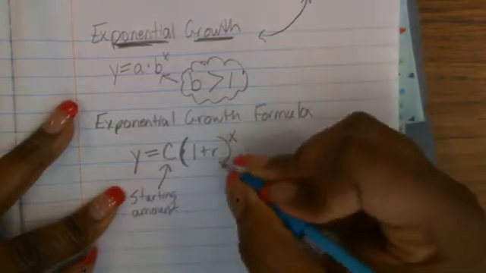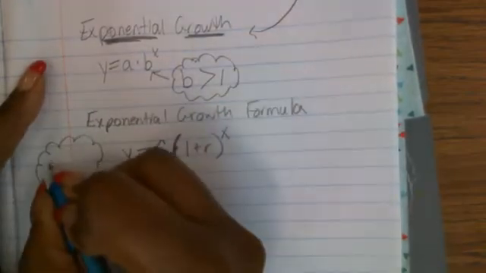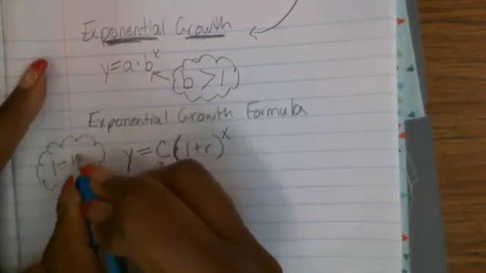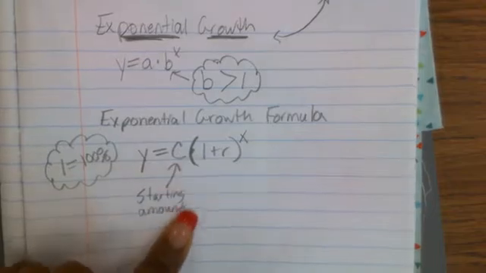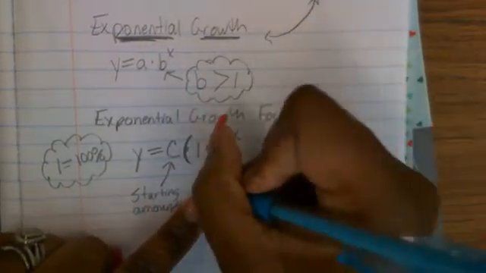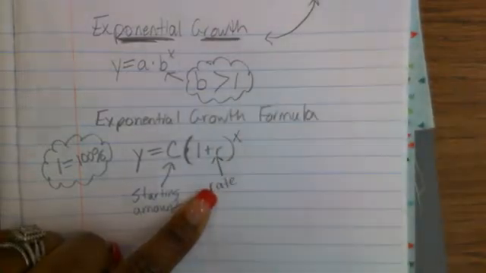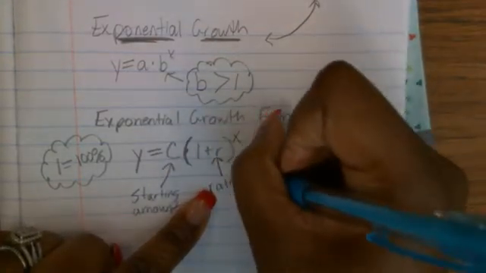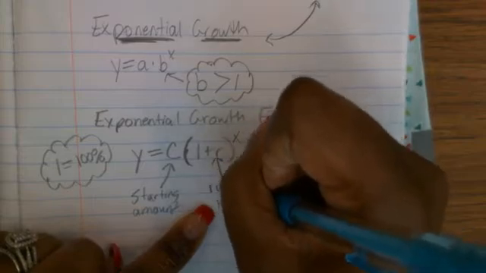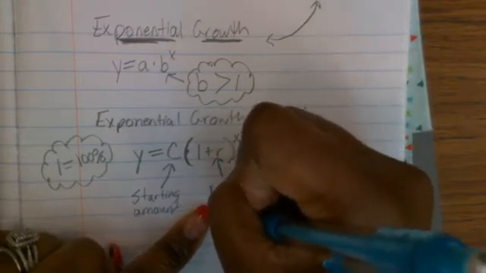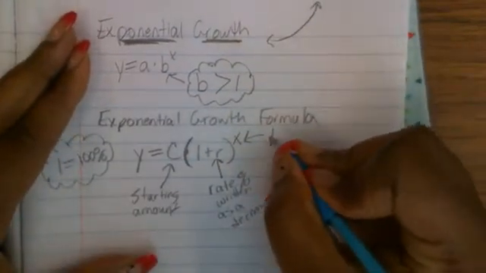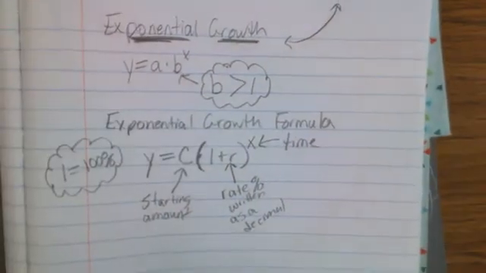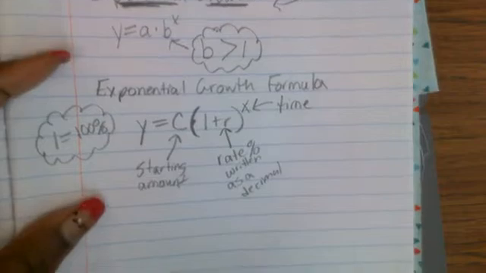Okay. And my 1, if I forgot, let me show you over here. I'm writing this little bubble. My 1 is the decimal that represents 100%. So that's what that is. My R is the rate, or percent written as a decimal. Super important about that. And your X is time. Some kind of time: minutes, days, hours, years. It's time. Okay? All right.